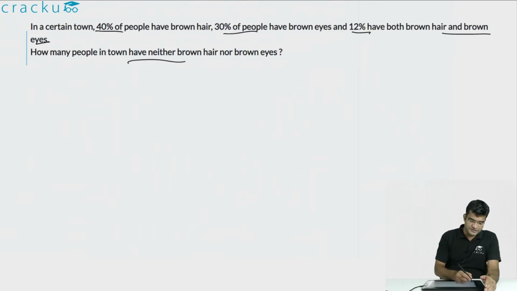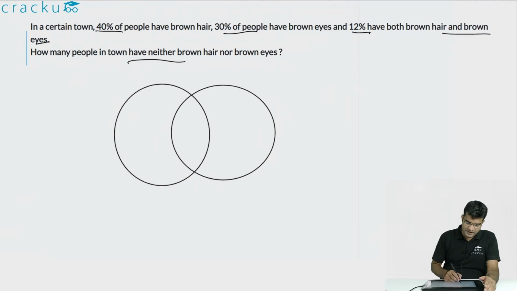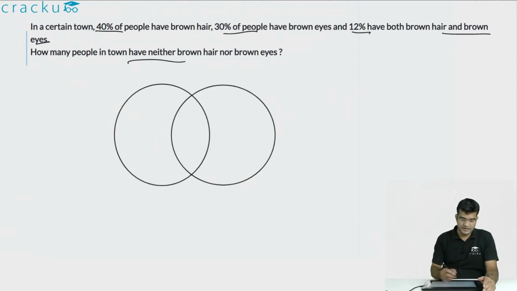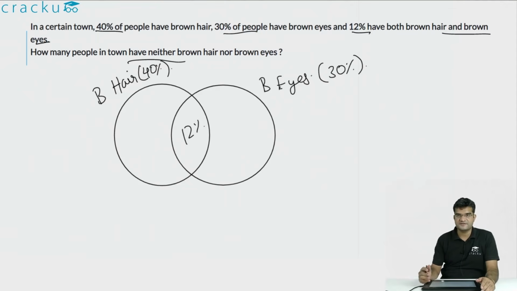So let us draw two circles which overlap. One of them will represent the number of people or the percentage of people who have brown hair, and one will represent the percentage of people who have brown eyes. So this is brown hair and this is brown eyes. 40% of the people have brown hair and 30% of the people have brown eyes. 12% are in the overlap, so they have both brown hair as well as brown eyes.